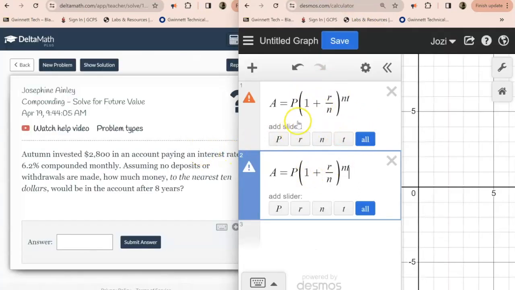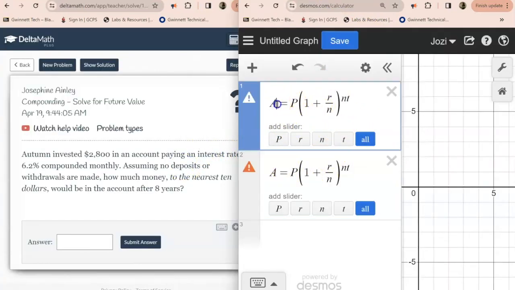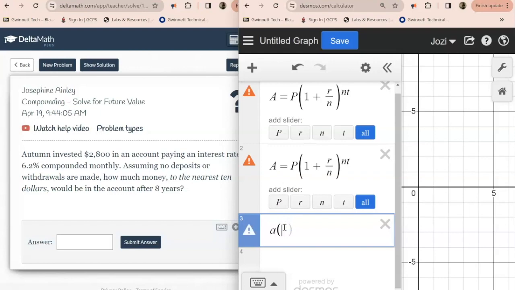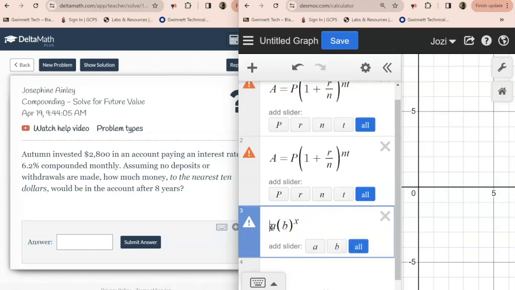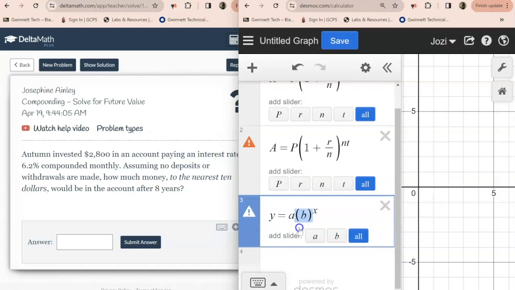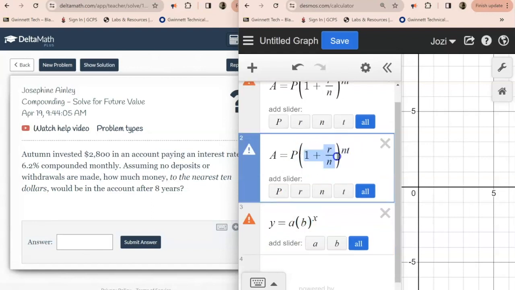Starting off with my formula, you do need to know what each thing is. Okay, so this is my final. This, my principal, is my start. So it's still kind of in the form of AB^X. It's just got a little bit more detail. Equals Y. All right, so this is my final result. This is my initial, so this is still my initial. All of this is my B, and this has got something to do with time.